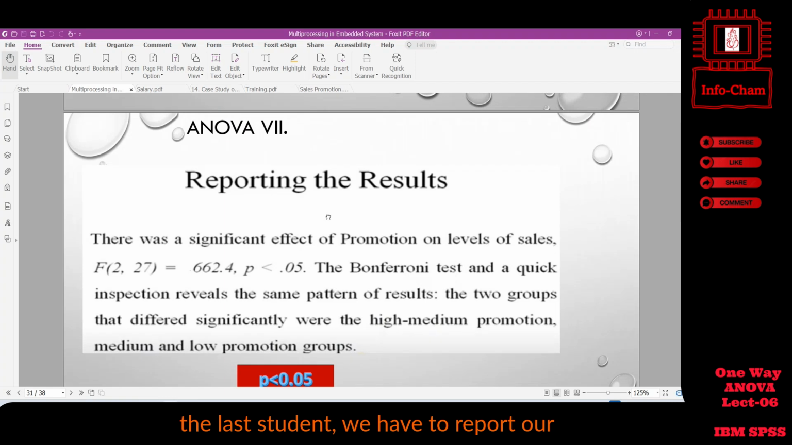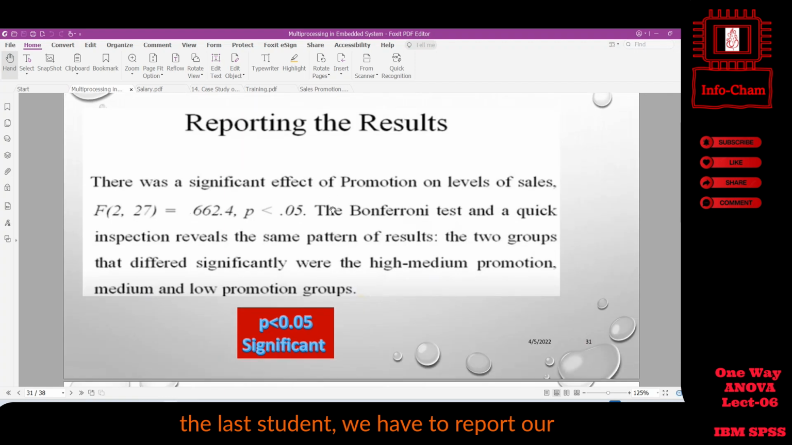Now, lastly, we have to report our results. This is the way to report. There was a significant effect of the promotion on the level of the sale. This is the F value which we calculated. This is the F value for the ANOVA, with 2 and n minus 2 degrees of freedom, and this is the value, and the p value is less than 0.05. If it is greater than that, it means there is no need to invest the money on that.